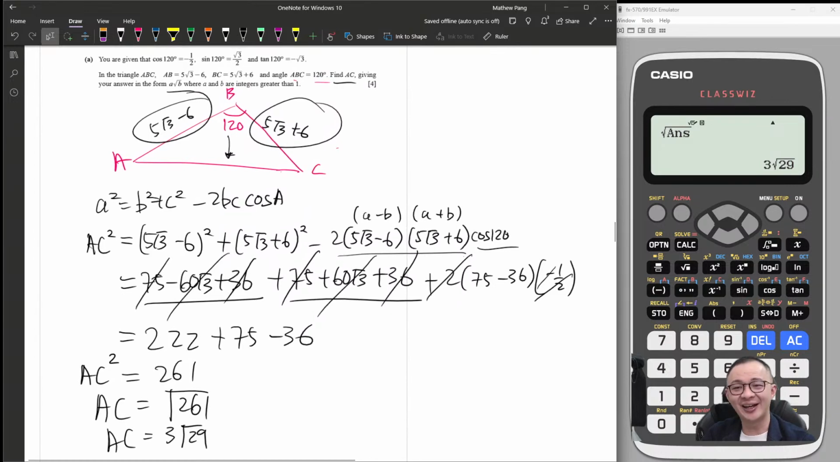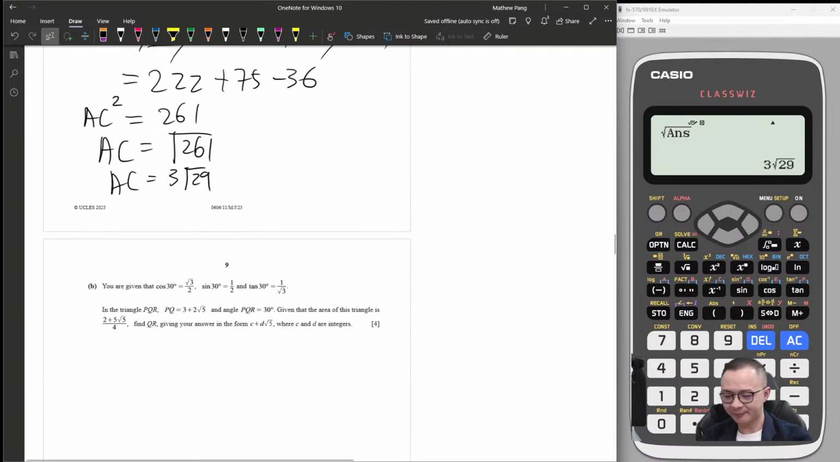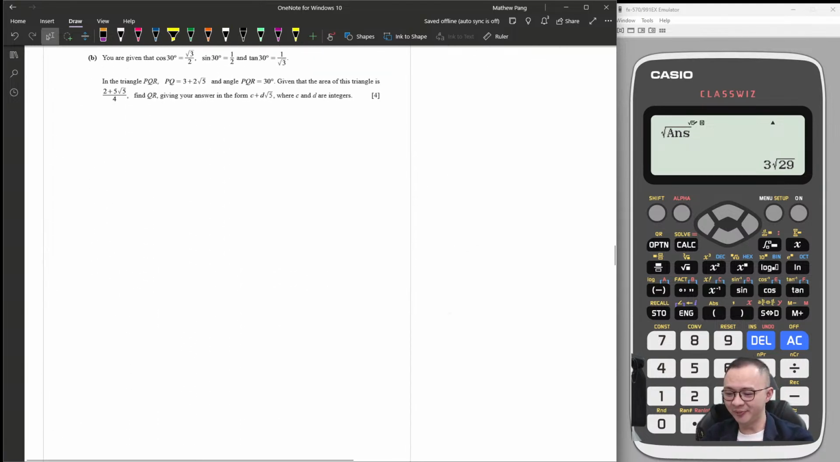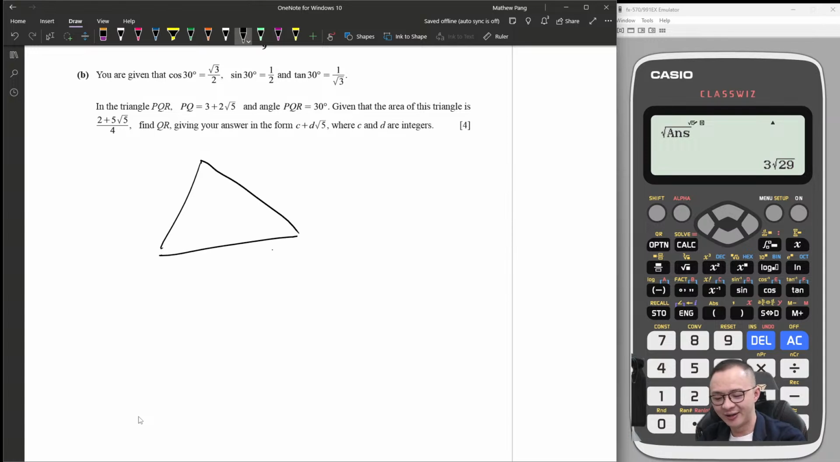Number 5, done. Anything you want to ask me? If no problem, then we move on to the next one. We have a triangle. We only know some 30-degree thingy. Why does my triangle look so ugly? It doesn't matter. So if this is 30 degrees, this is P, Q, and R. PQ is 3 plus 2√5.